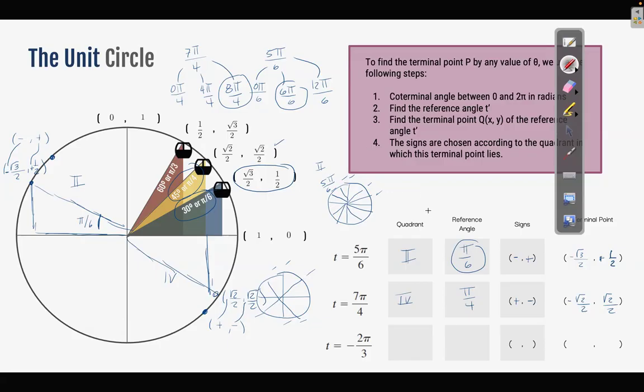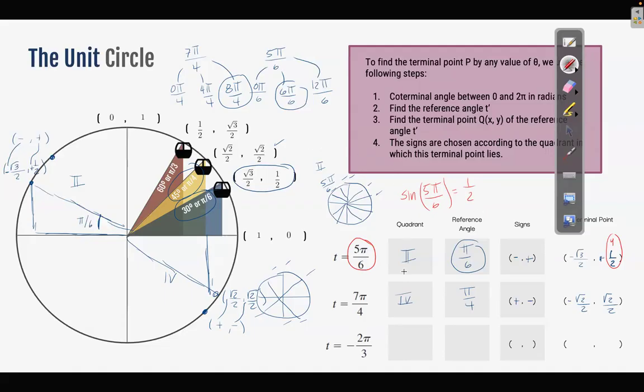Now, this is just the terminal point. Using a terminal point, you can find any trigonometric ratio. So at this point, if I ask you to get, let's say, the sine of 5 pi over 6, you would be able to tell me that since sine is equal to y, and we know what y is when the angle is 5 pi over 6, it would be equal to 1/2.